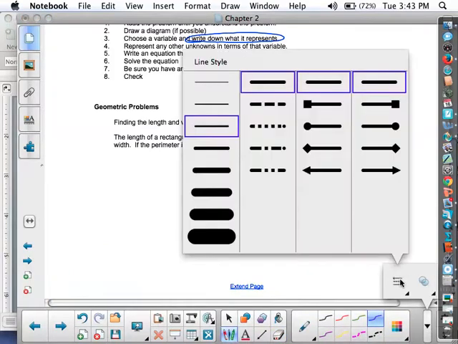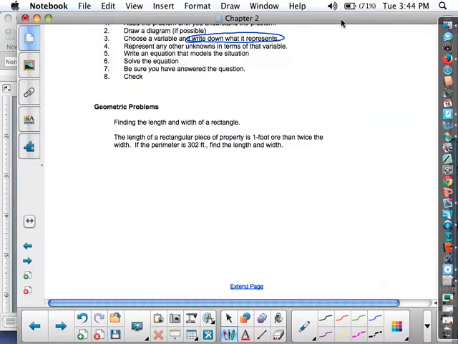Okay, we're going to look at several types of word problems. We're going to look at geometric problems. We're going to look at investment problems, mixture problems, blending problems, motion problems. I think that's about it. And there's actually some commission problems. So let's start with the geometry or the geometric problem.